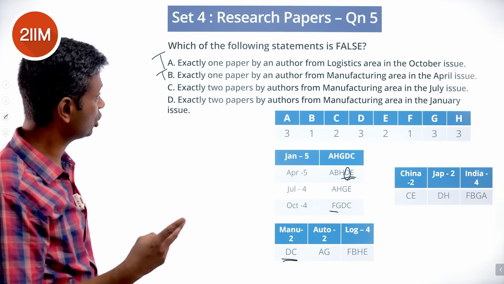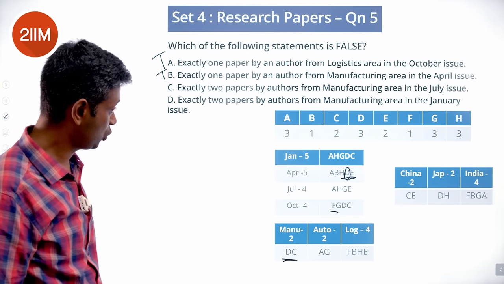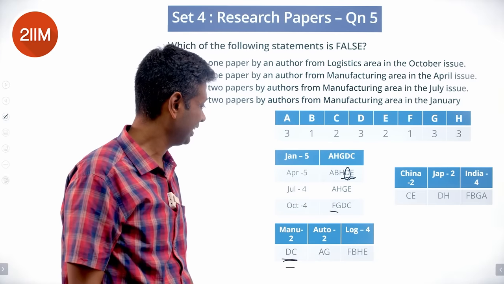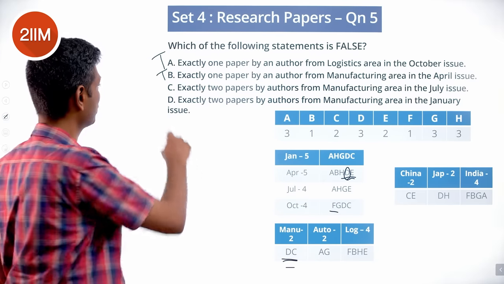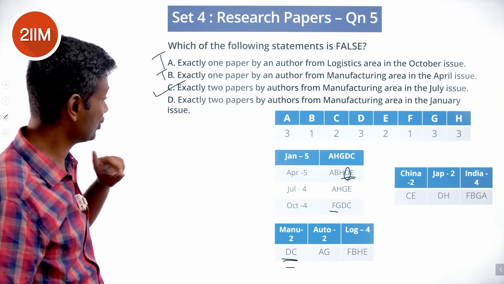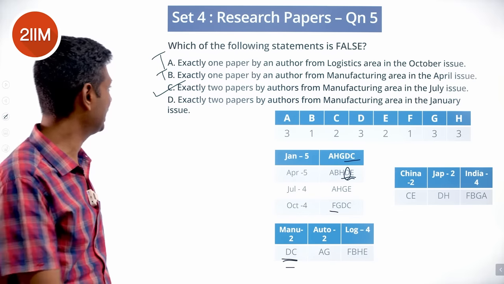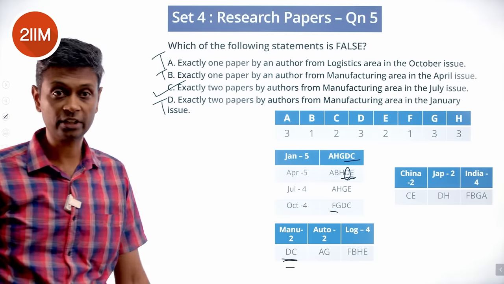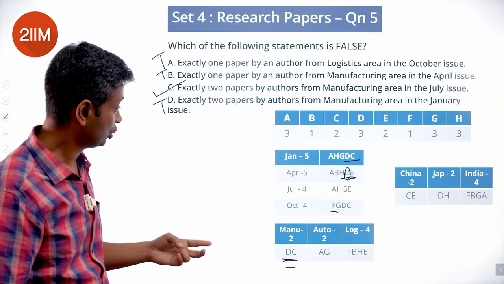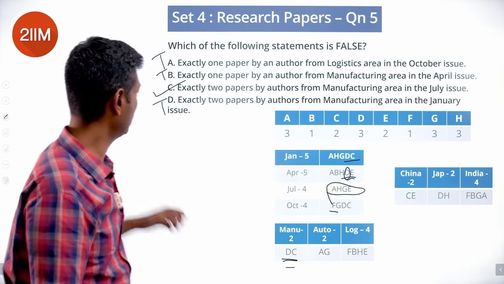Exactly two papers by authors from manufacturing area in the July issue. The July issue has A, H, G, E, and manufacturing is D and C. Nothing here. So this one is false. Exactly two papers by authors from manufacturing area in the January issue. D, C, yeah, it's also true. C is incorrect. The July issue does not have D or C, zero papers from manufacturing. That is the incorrect one. Choice C.